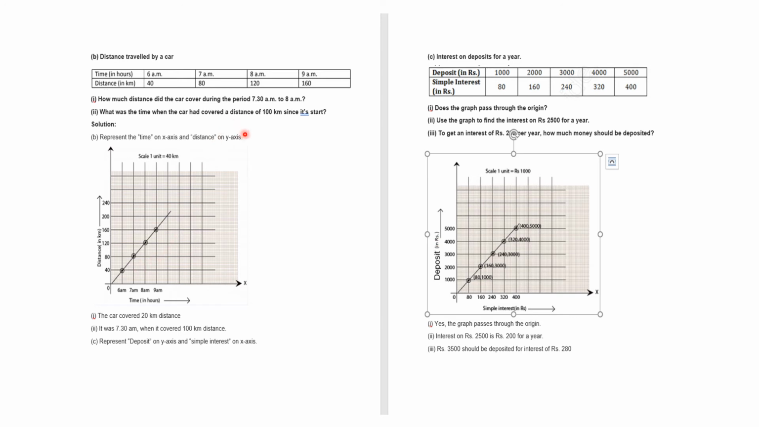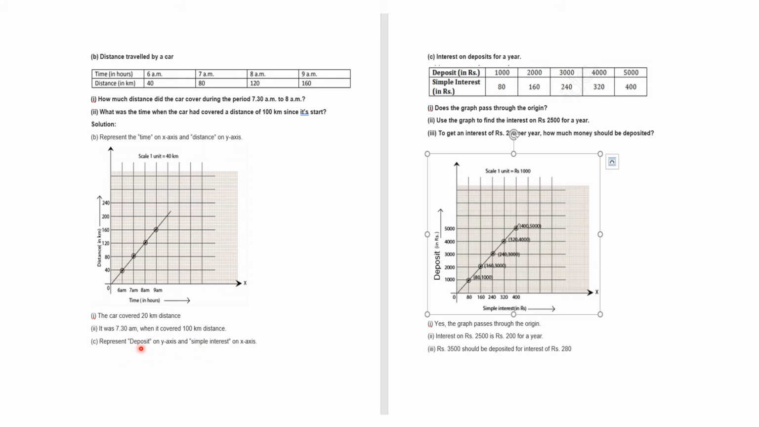Now a few questions are there which we have to answer with respect to this graph. Here the first question is, how much distance did the car cover during the time period of 7:30 to 8? Just have a look, 7:30 is between 7 and 8. So between 7:30 it will be this much, okay, between 80 and 120. So it will be 100.